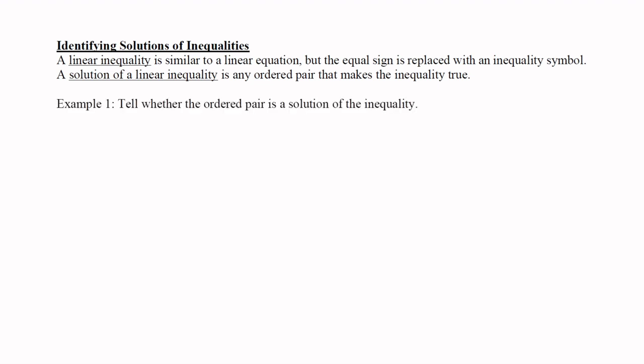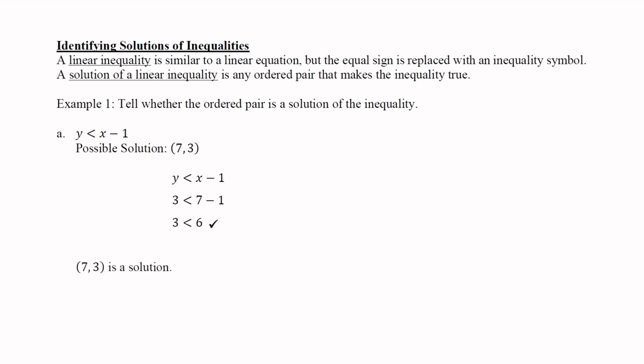So we're going to tell whether the ordered pair is a solution of the inequality. Here we have y is less than x minus 1. A possible solution is the point (7, 3). To see whether or not this is a solution, you simply take your inequality, plug in 3 for y and 7 for x, and see if what we have is true or false. In this case, we have a true statement. 3 is less than 6. So the point (7, 3) is a solution.